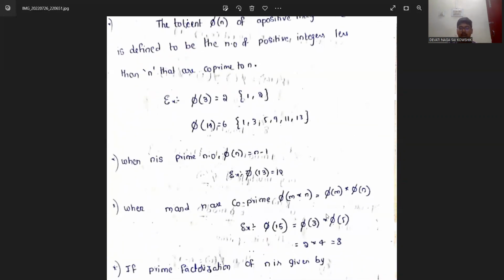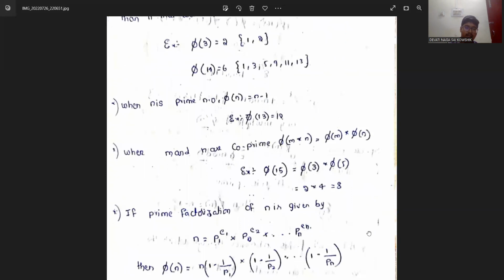If m and n are two co-prime numbers, then phi of m into n is equal to phi of m into phi of n. For example, phi of 15 is equal to phi of 3 into phi of 5, because 3 and 5 are co-prime. Phi of 3 is 2 and phi of 5 is 4, and 2 cross 4 is 8. So phi of 15 is equal to 8.